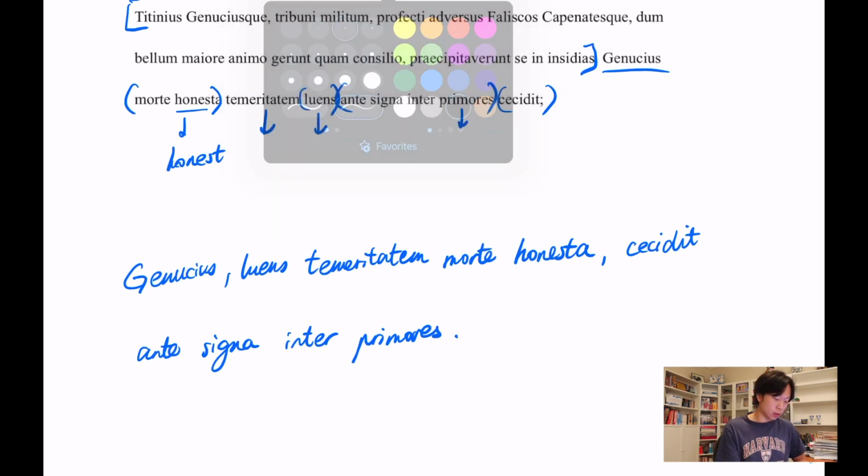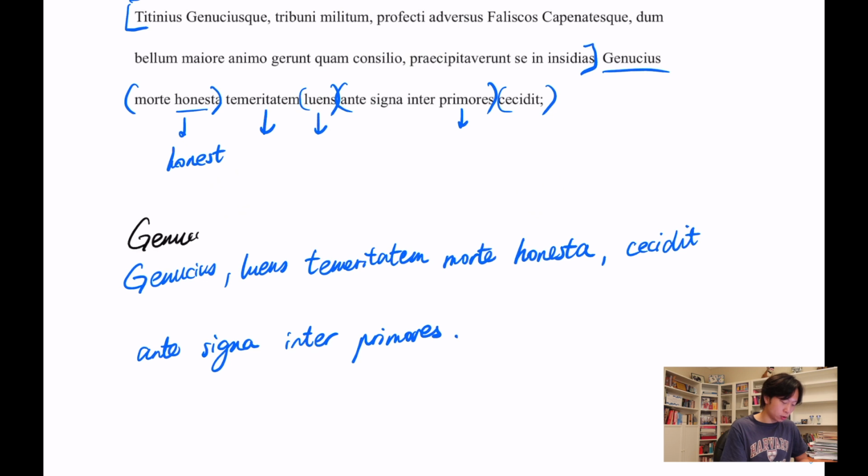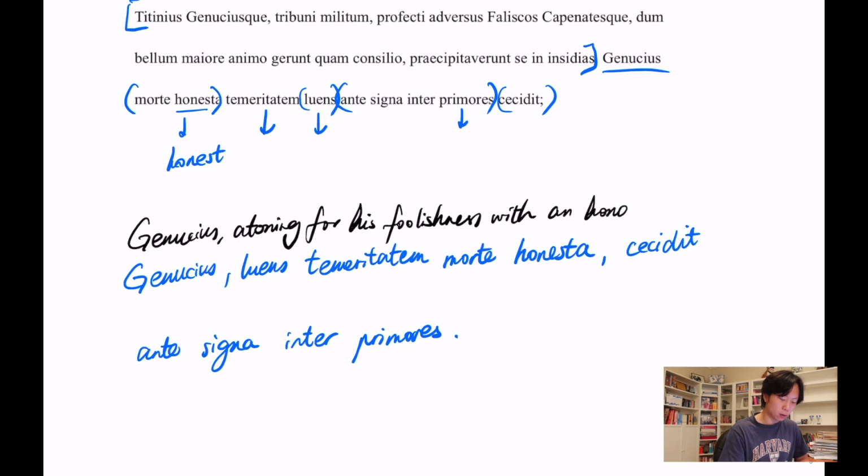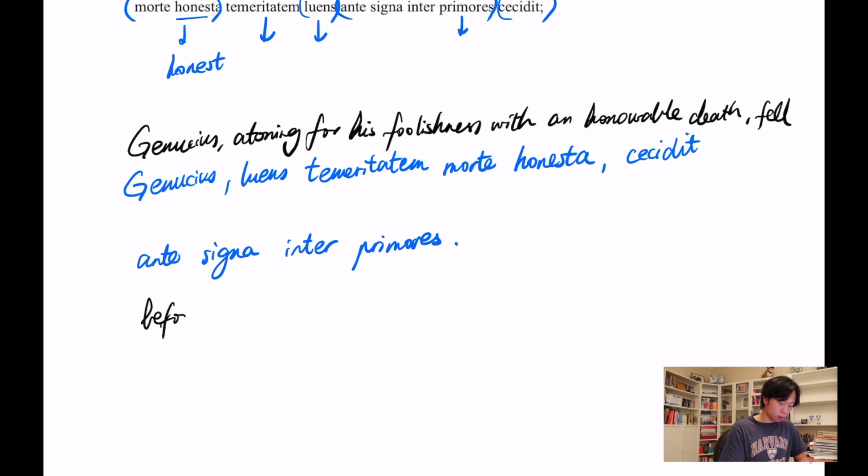So I searched the words up earlier, and the translation would be Gnuteus luens, meaning atoning for or paying for. So atoning for temeritatem, his foolishness. Morte honesta. Honesta means honorable, with an honorable death. Kekidit meaning fell. Fell before the standards, among, and premores ends up meaning front lines in a military setting, among the front lines.